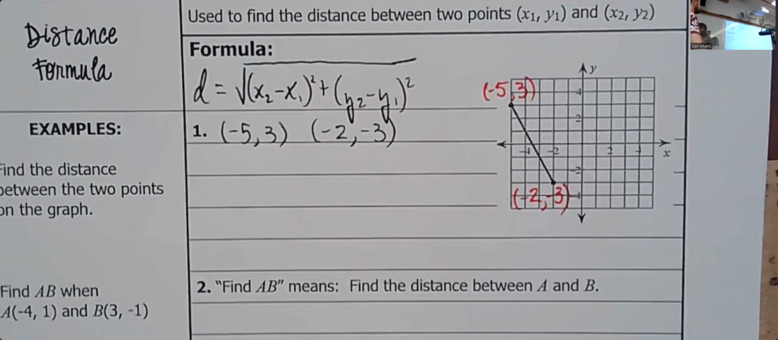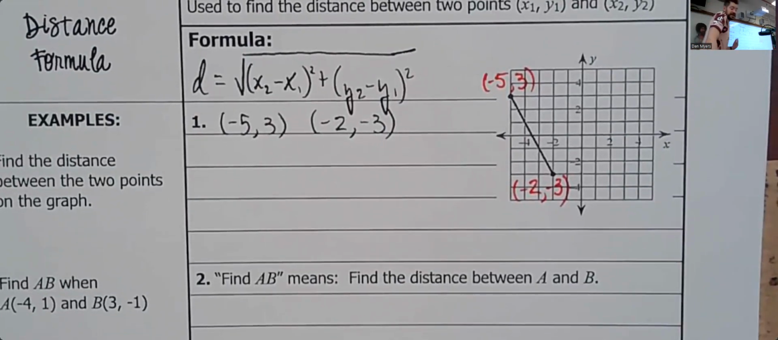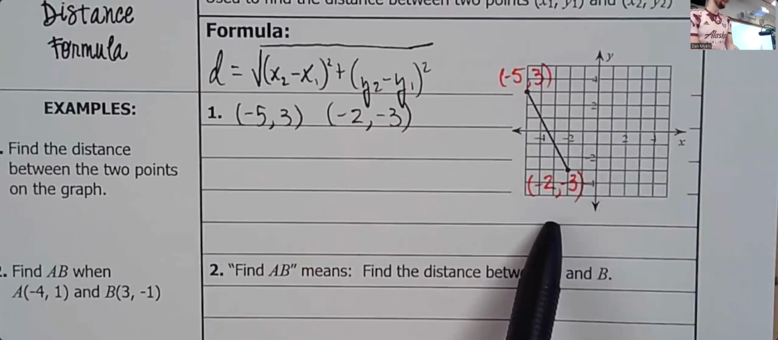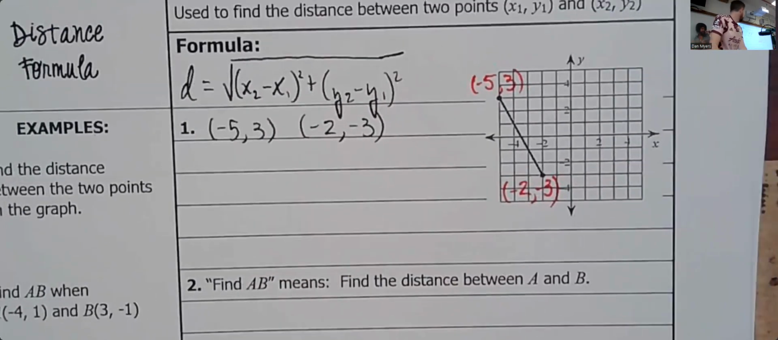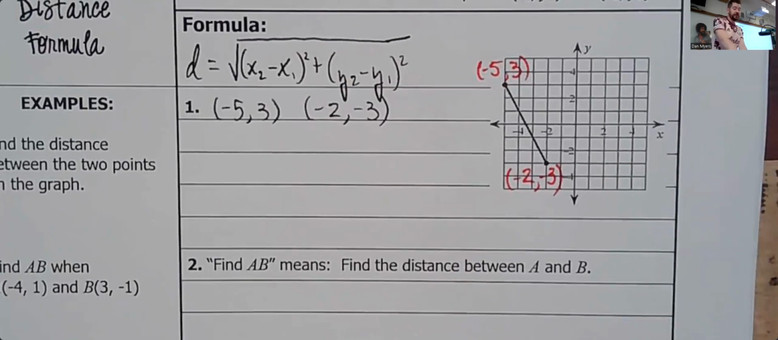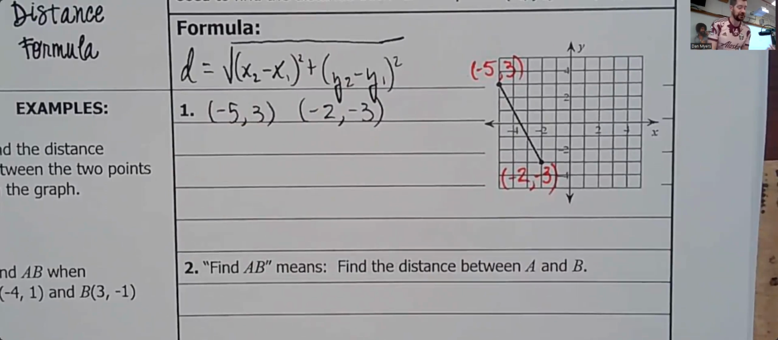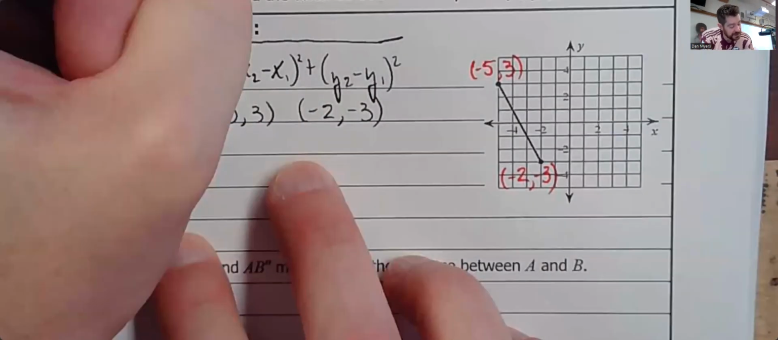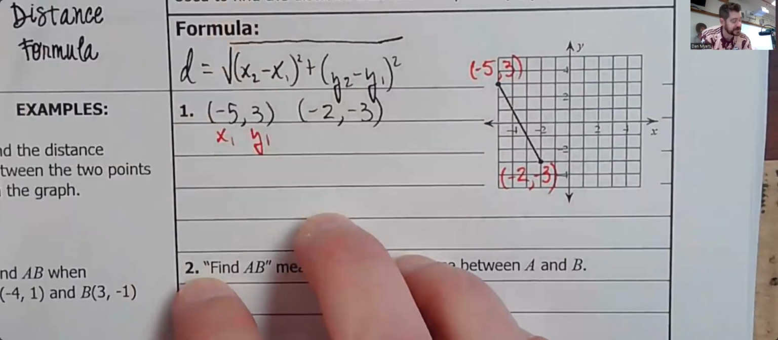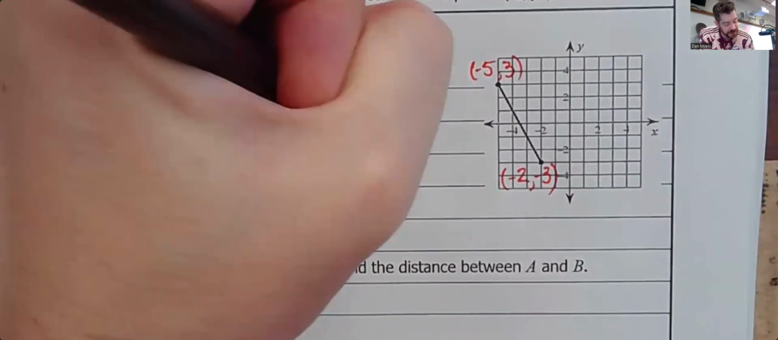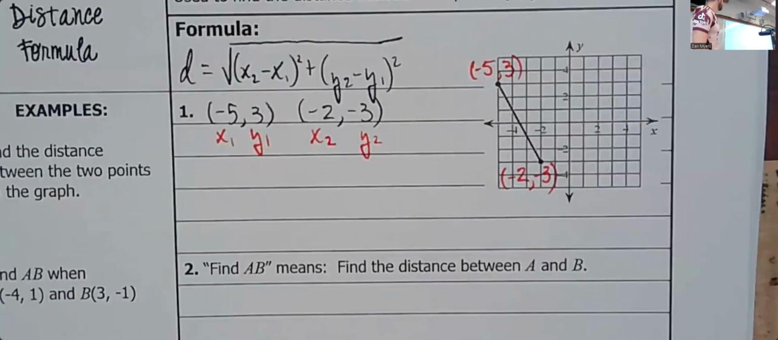Now, in terms of the values of x1, y1, x2, y2, it doesn't matter which is which. This could be x1, y1, that could be x1, y1. It doesn't actually matter. Basically, just stick with one and go with it. So if you wrote this one first, you could use that as x1, y1. It doesn't make a difference. The math works out the same however you do that. So I'm just going to say -5, that's x1. 3 is y1 because it's the first x value and the first y value. And then x2 would be the second x value and y2 would be the second y value. So those are our x1, y1, x2, y2.